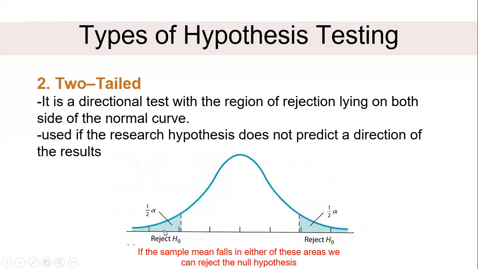So this is 1/2 alpha and this is also 1/2 alpha, because as we mentioned earlier, these two regions at the tails, at the ends, are symmetric with one another as well. If the sample mean falls in either of these areas, we can reject the null hypothesis. Okay? I hope it's clear.